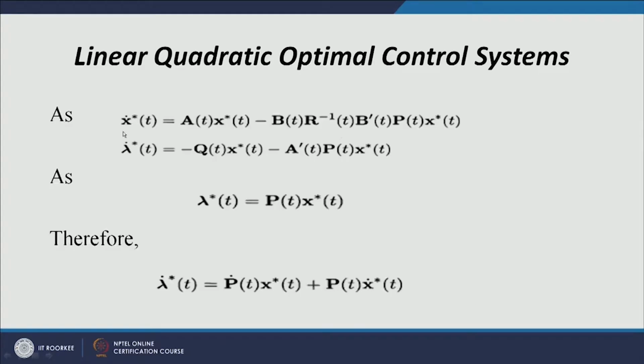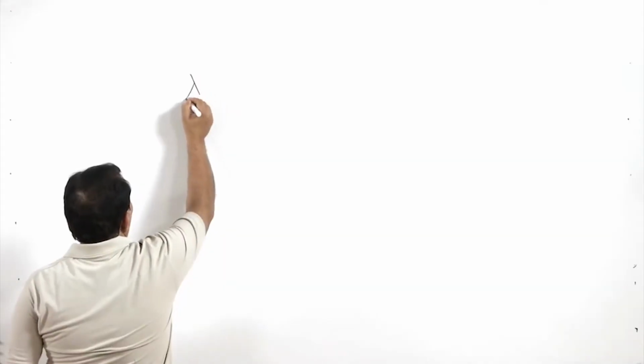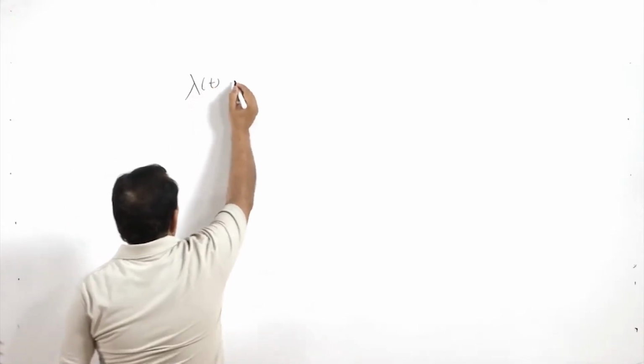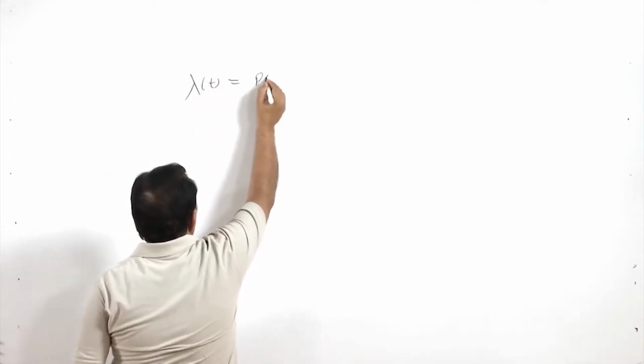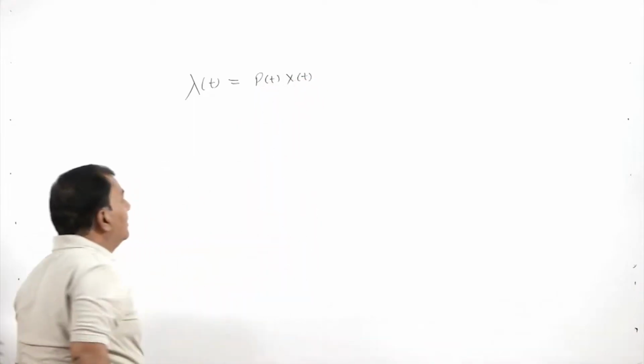Now, from my Hamiltonian system I have x dot(t) as Ax minus B R inverse B prime P(t) x(t) and lambda dot(t) as minus Q(t) x(t) minus A transpose P(t) x(t). The transformation we have considered is lambda(t) equal to P(t) x(t).